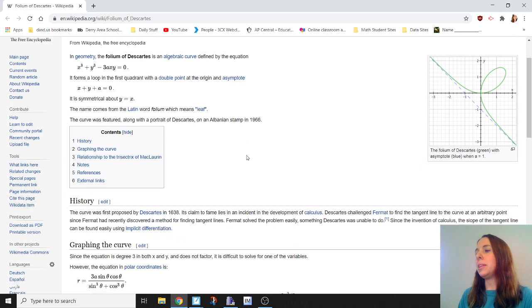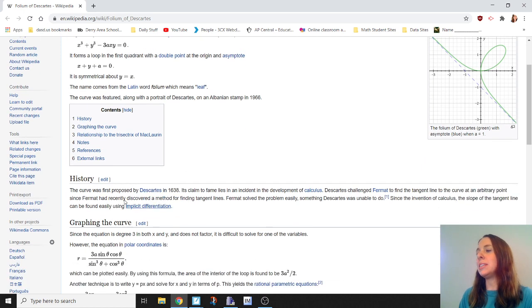I don't know, I just like this story. I remember reading a more detailed description than what is here in the history on Wikipedia, and it just was so cool to read about. I'm not going to make you listen to the whole story, but I do want to read this little history down here. The curve was first proposed by Descartes in 1638. Its claim to fame lies in an incident in the development of calculus. Can you believe that? The development of calculus was not just this boring thing. There were all sorts of things happening that are just interesting.